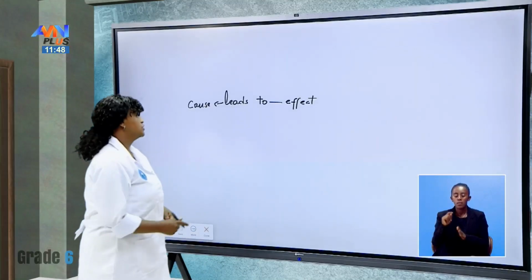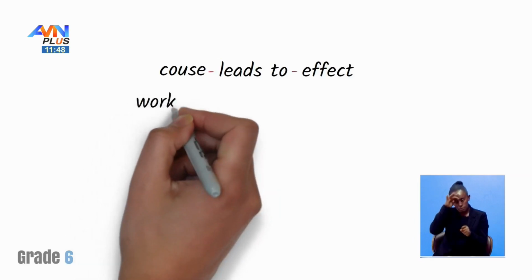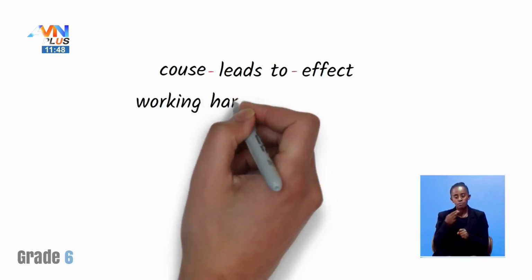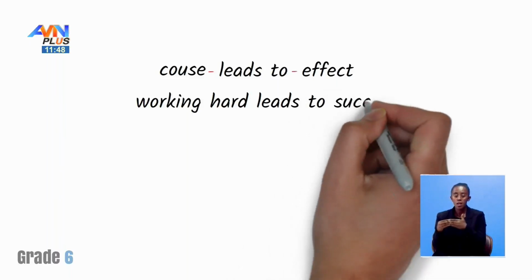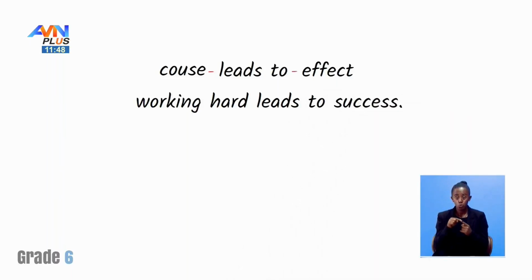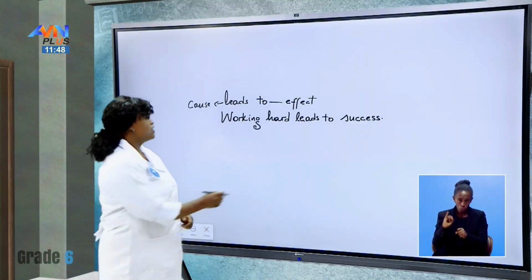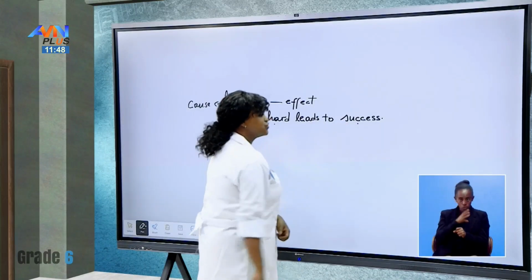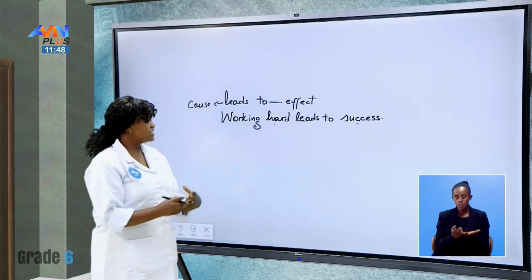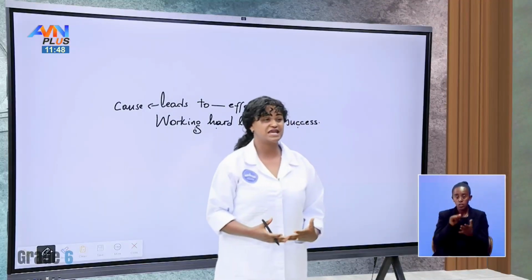For example, look. Working hard leads to success. Working hard leads to success. Now, this time, working hard is the cause and success is what? The effect. So these are some of the techniques of expressing cause and effect that we have discussed last week from chapter 6.